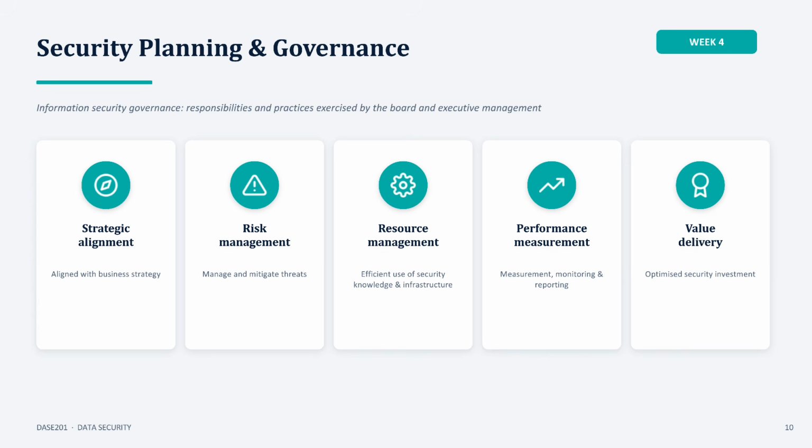The second is risk management. This means identifying and managing security risk. The third is resource management. This means using people, technology, and other resources properly. And the fourth is performance measurement. This means checking whether security activities are actually working or not. The fifth is value delivery. This means making sure the organization gets value from its security investment.